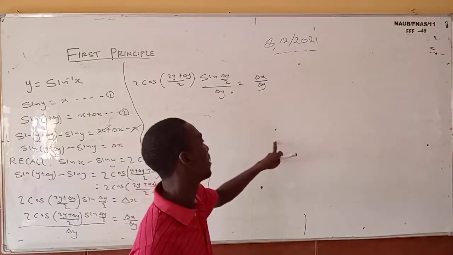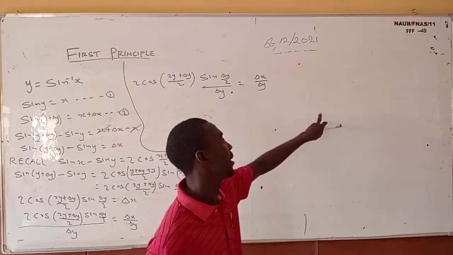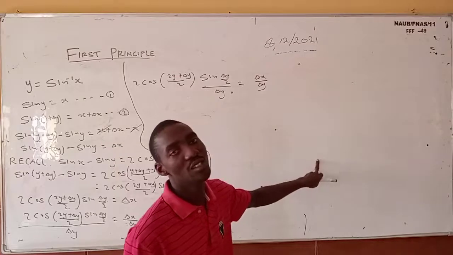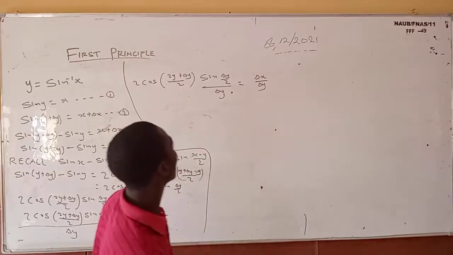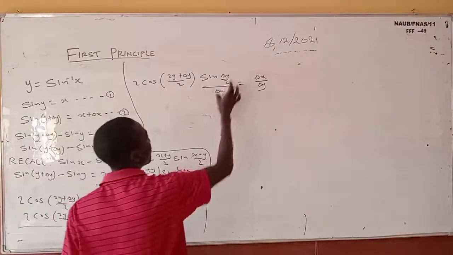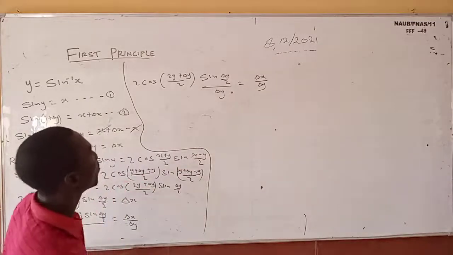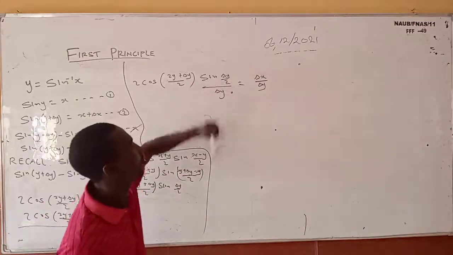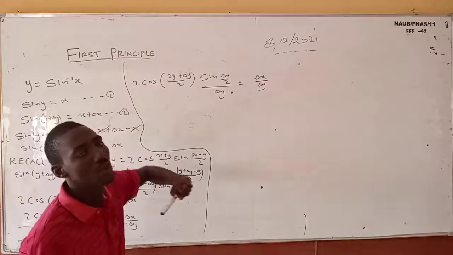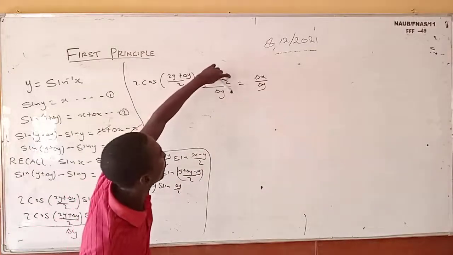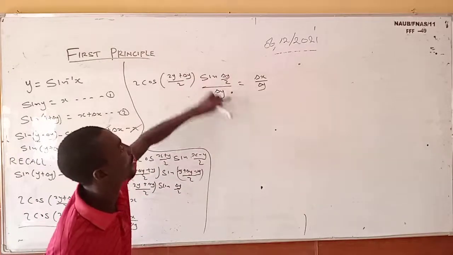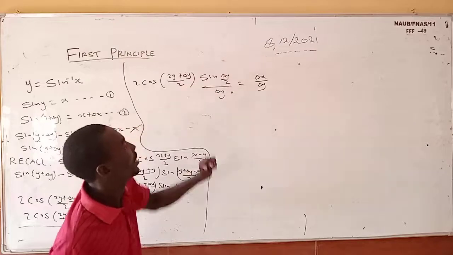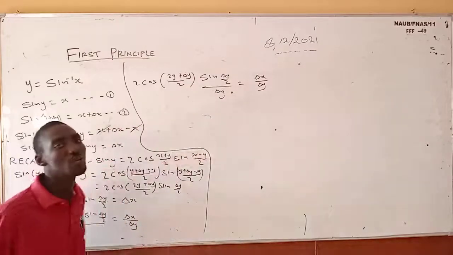Limit as s approaching 0 of sine s over s is equal to what? 1. So it means what is here must be equal to what is here. And here we are having change in y over 2, and here we are only having change in y. So for me to have change in y over 2 here, I'm going to have the same thing here. I'm going to multiply the numerator and denominator by what?